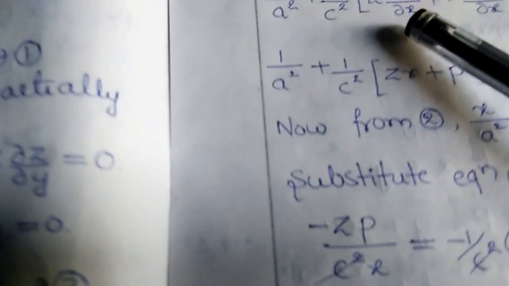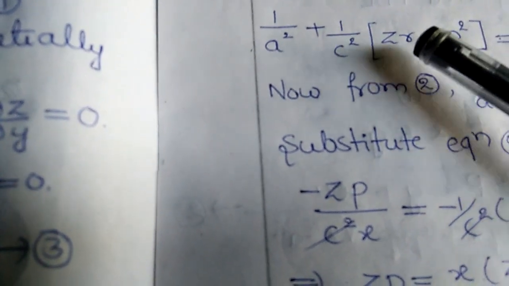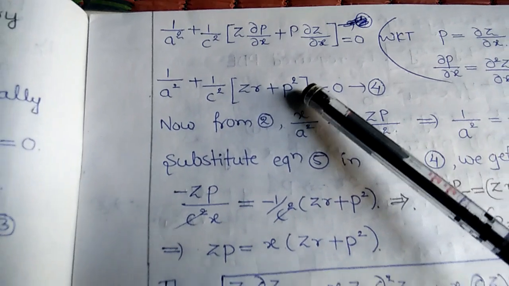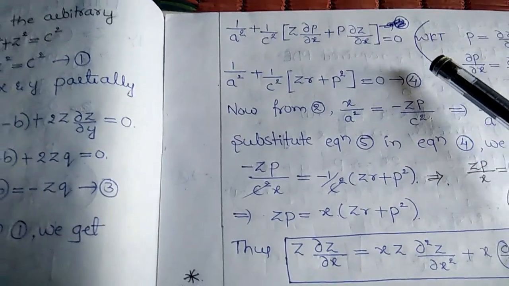What is dou p by dou x? It is r. So z into r plus dou z by dou x is p. So p into p is p square, which is equal to 0. Call this equation 4.